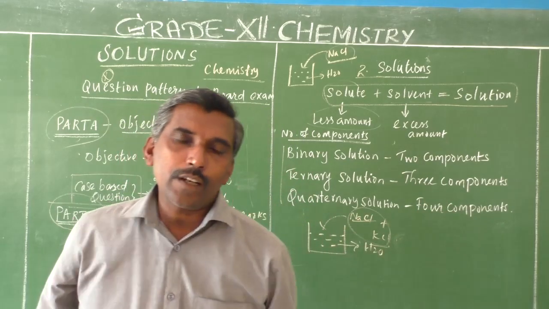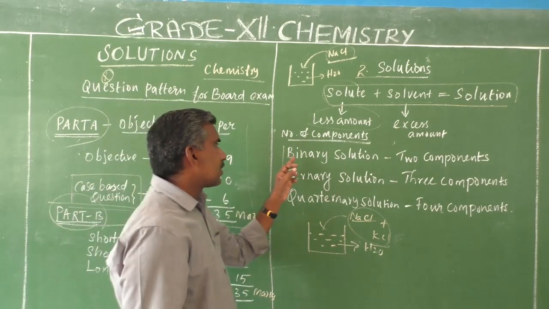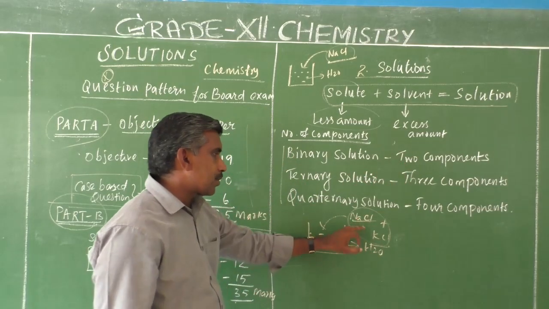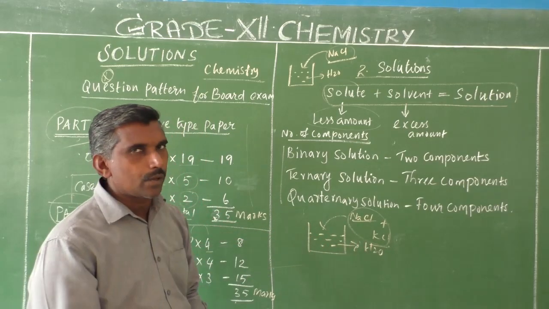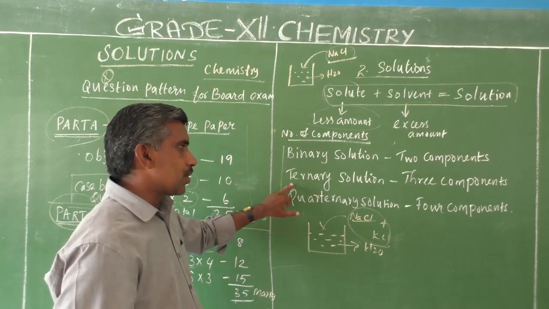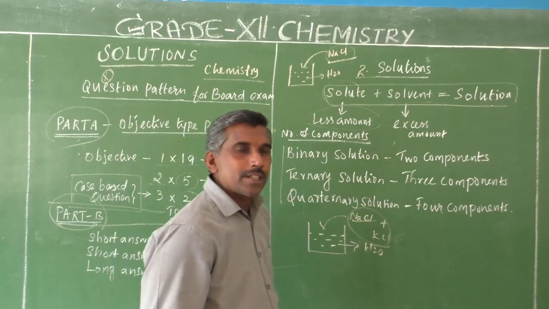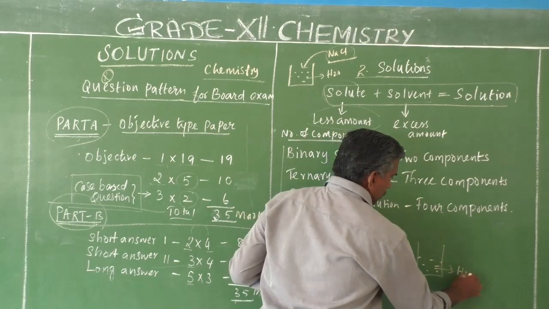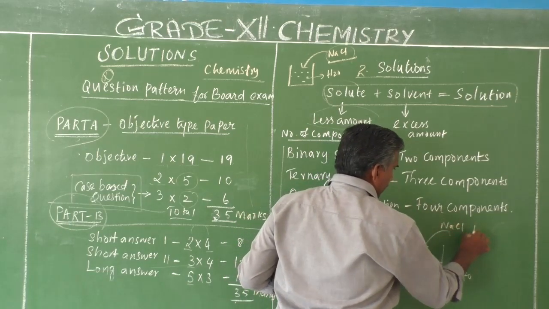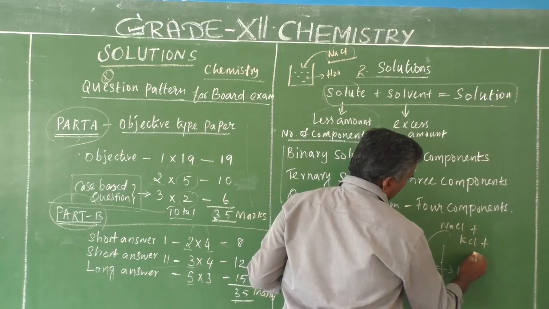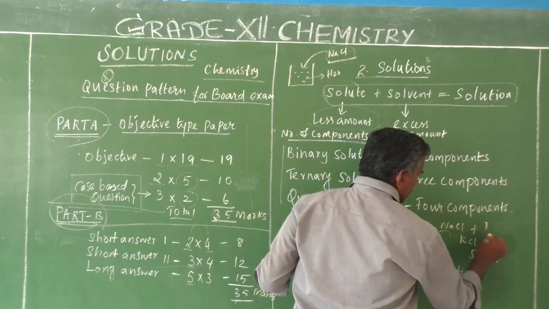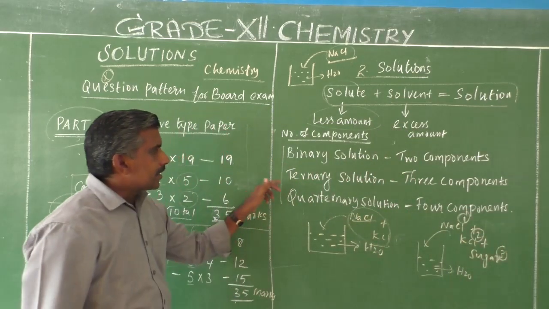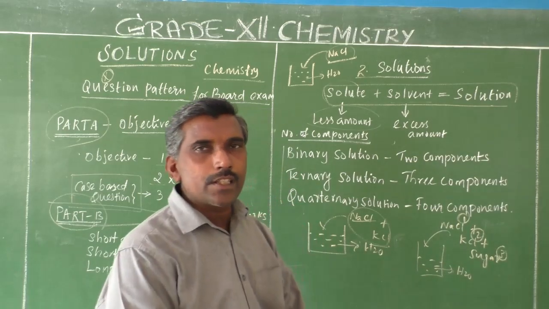So the components of a solution can be classified into 3 categories. First, a binary solution: two components are present. For example, sodium chloride and potassium chloride dissolved in water. Ternary solution: 3 components are present. You take one solvent, water, and add sodium chloride, potassium chloride, and sugar. 1, 2, 3 components are dissolved, so this is a ternary solution.